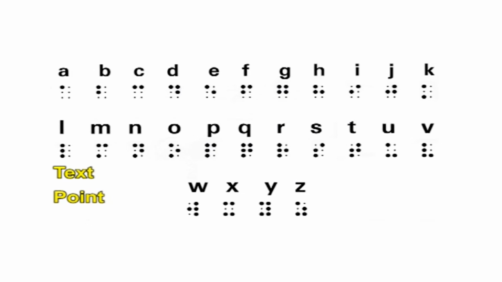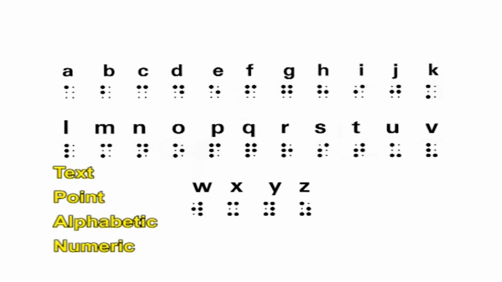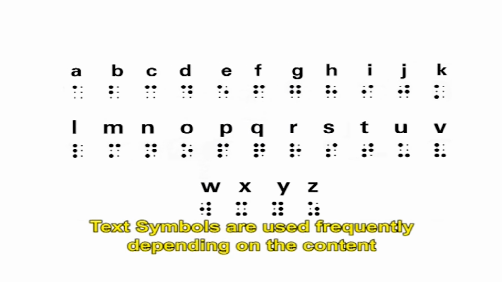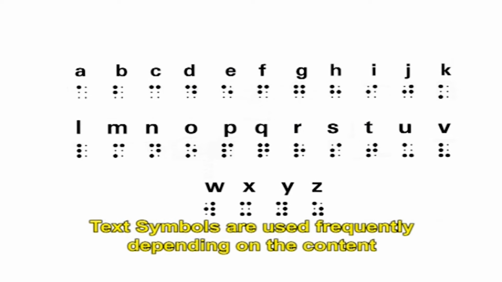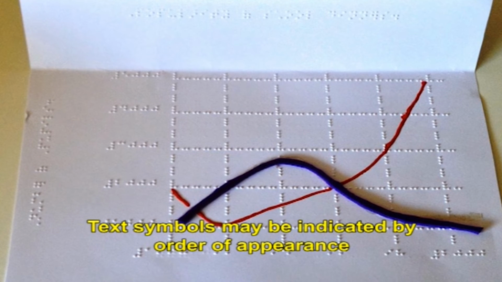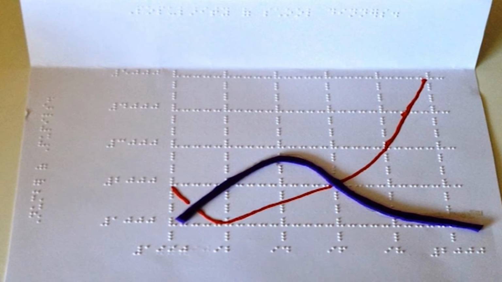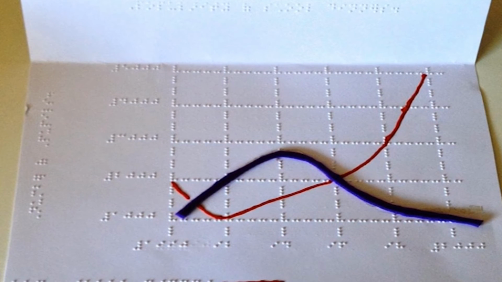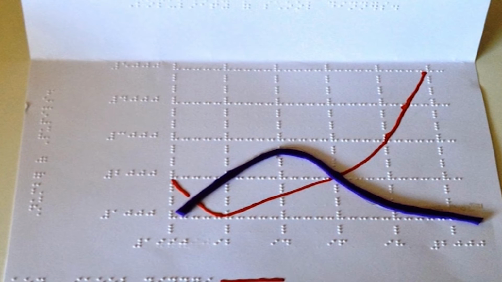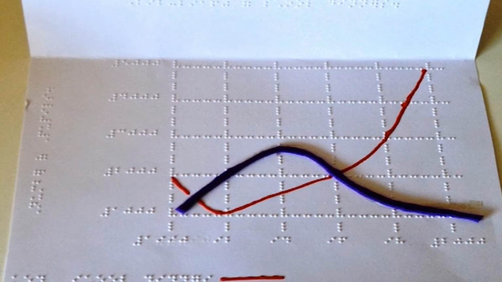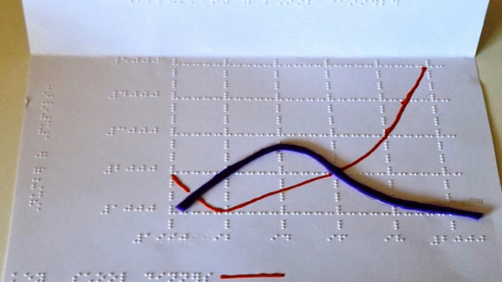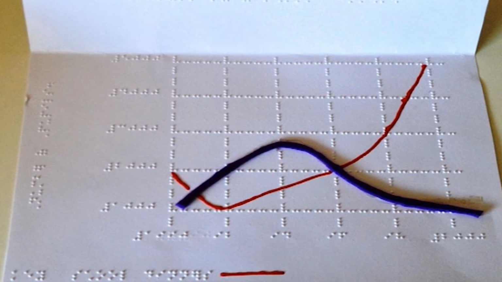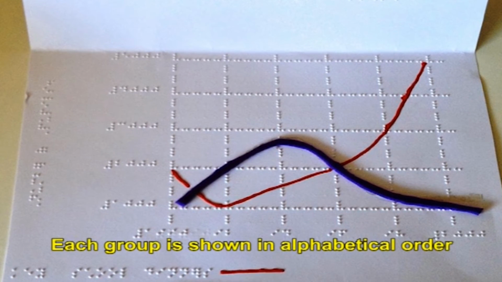Teachers use different types of symbols like text, point, alphabetic and numeric symbols. Each symbol has a different usage in a tactile graphic aid. The text symbols are used frequently depending on the content. Text symbols may be indicated by order of appearance, for example, a graph with two or more colored bars, or in order of importance, for example, on a map, the country being shown, then surrounding countries, then bodies of water. All text symbols are listed in the key first. Usually, each group is shown in alphabetical order.